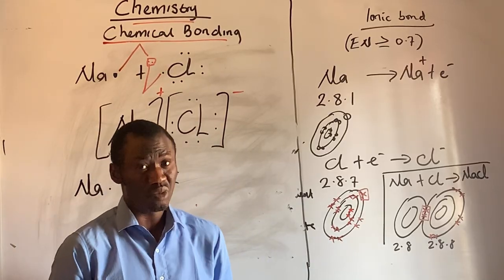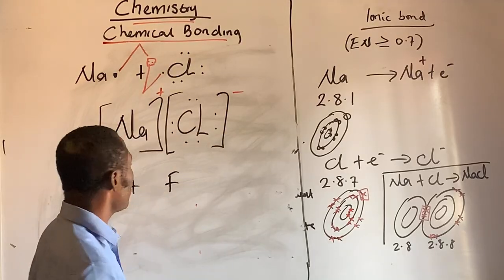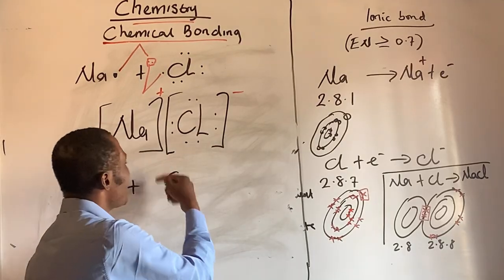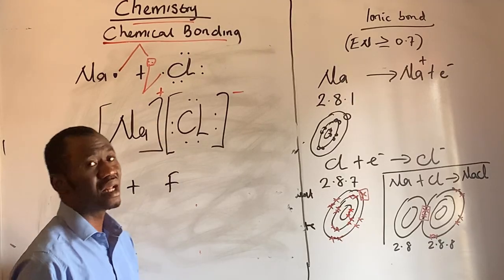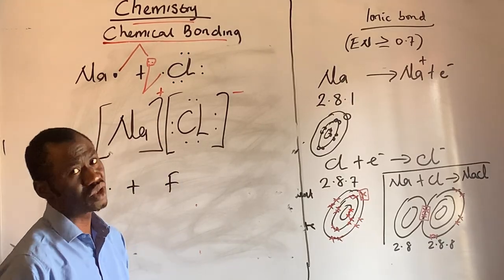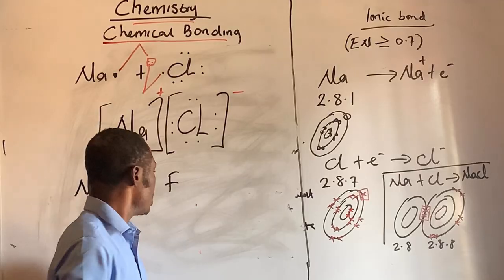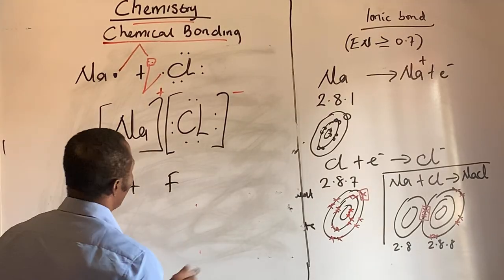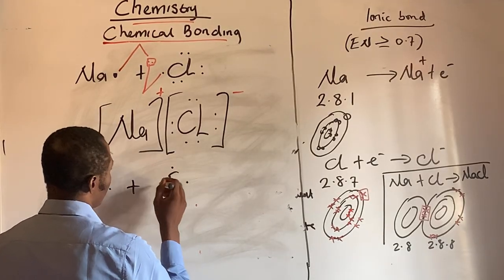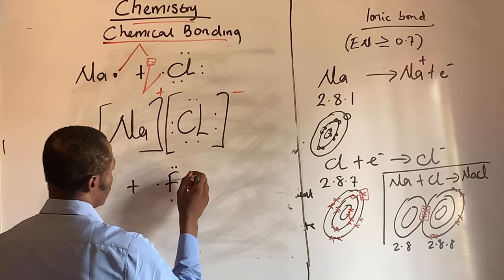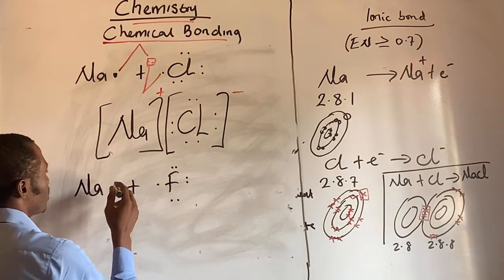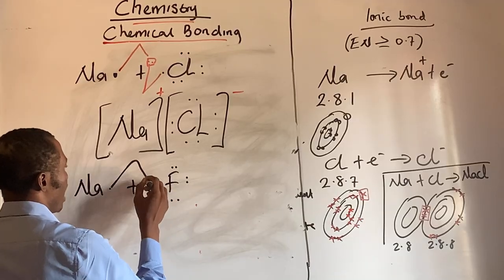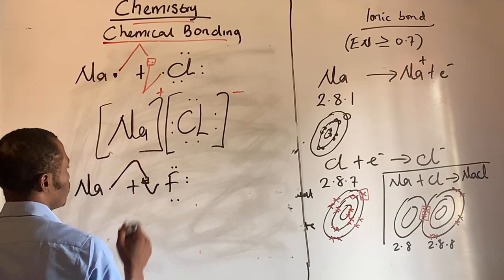Fluorine is atomic number 9. So if it's atomic number 9, what is the valency of fluorine? In fact, fluorine and chlorine have the same valency because they belong to group 7. So now we have 7 valence electrons here. This becomes 7. So the electron is transferred from here and is received there. So we have 2 electrons here.